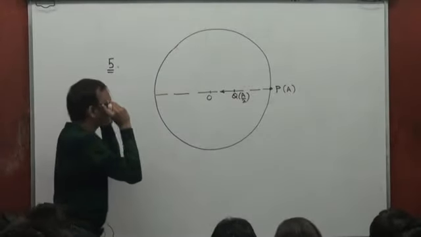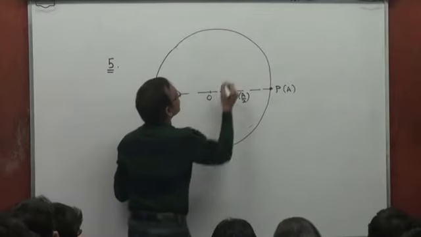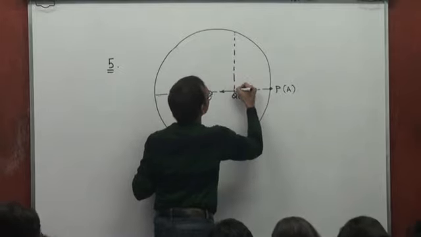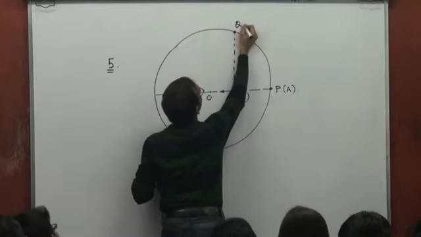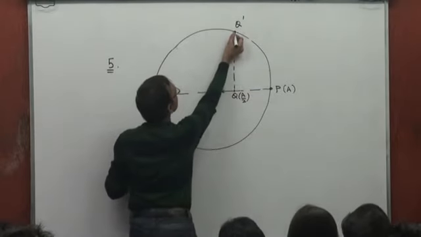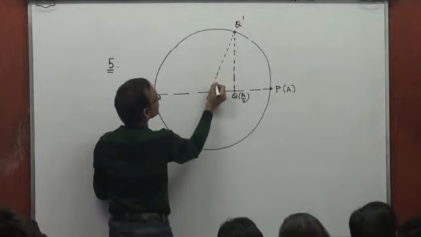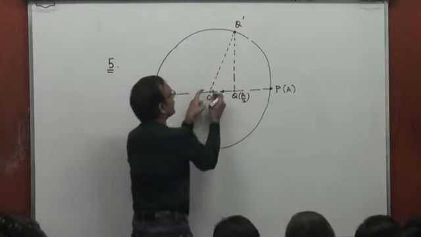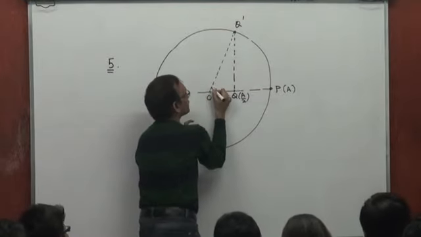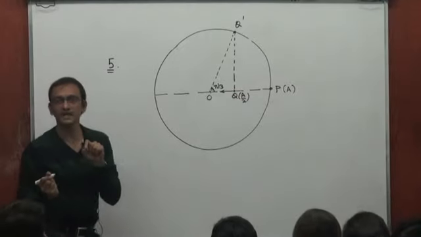Again, originally the auxiliary particle for Q would be Q prime here, right? And cos of this angle would be A by 2 by A, half, so this angle would be pi by 3. 60 degrees is what this angle would be.